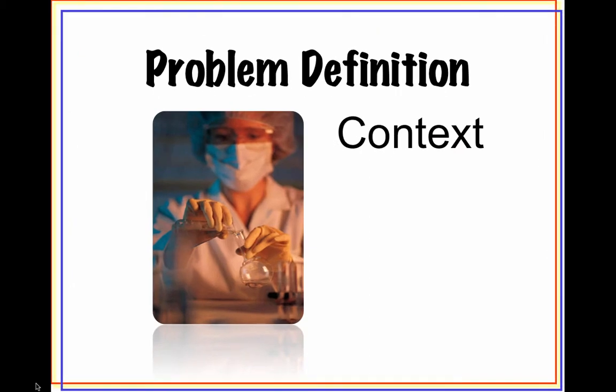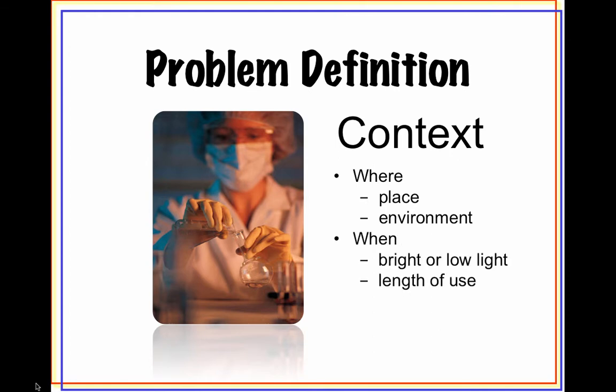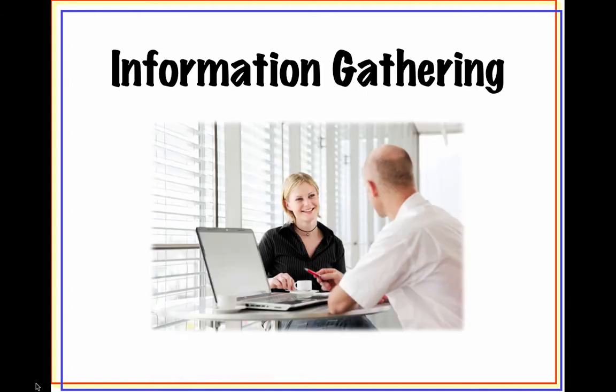Next is your context. Where are you going to be using this? What's the environment like? For example, are people going to be doing this online? Are they going to be doing it on their mobile devices? That really becomes very important. Also, when are they going to use it? For example, is it going to be bright or low light? How long will they be using it? Any additional conditions? Is it free or for sale?